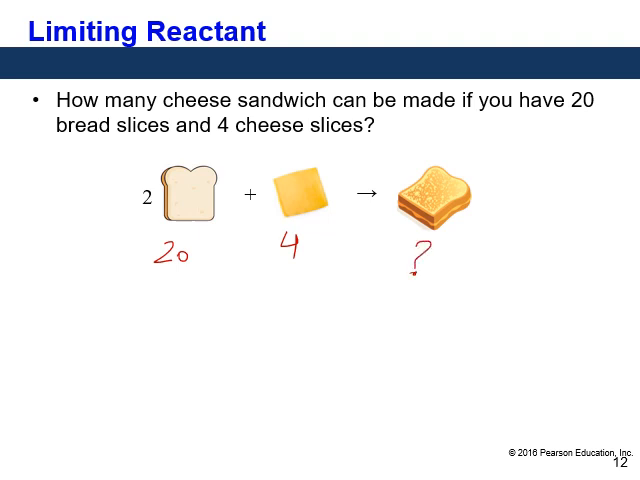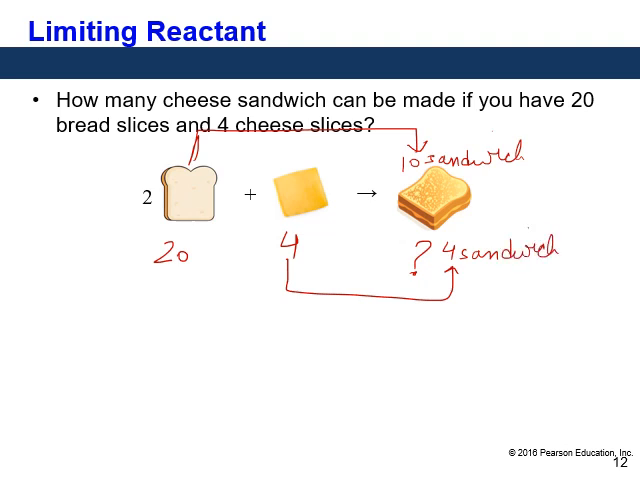Somebody would say 4 sandwiches. How do you know this? From 20 slices of bread, ideally, how many sandwiches can you make? We can make 10 sandwiches. And from 4 cheese slices, you can make 4 sandwiches. But you will not be able to use all your 20 slices of bread. Why? Because once you make your 4 sandwiches, we do not have any more cheese left. So no cheese after 4 sandwiches, which means all your cheese is gone.